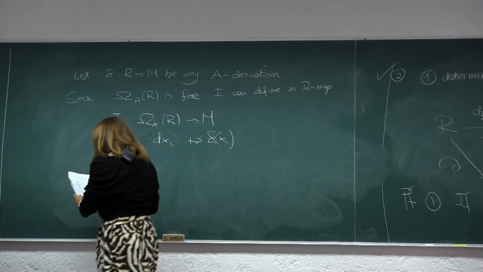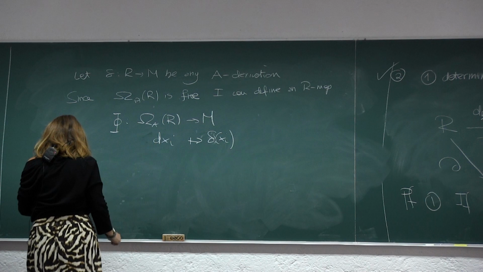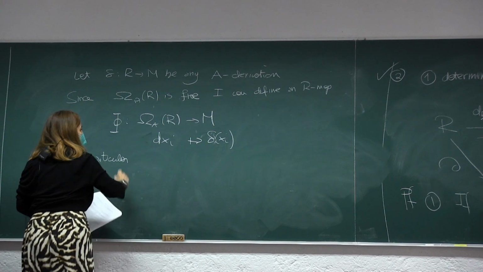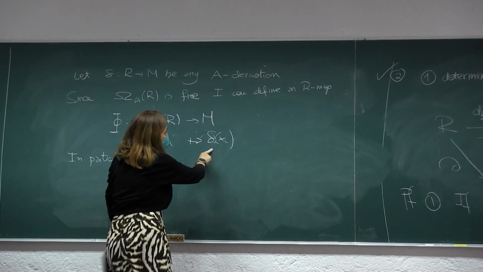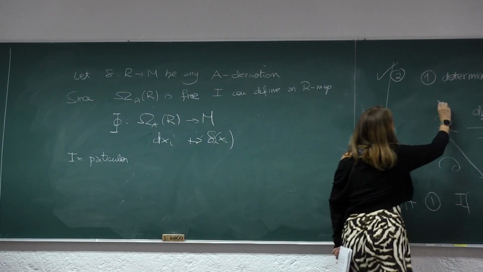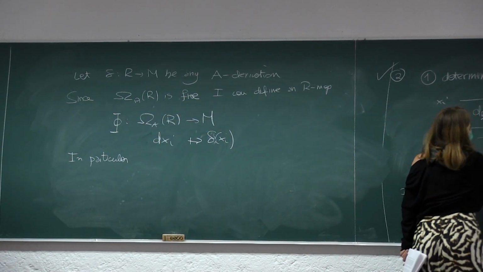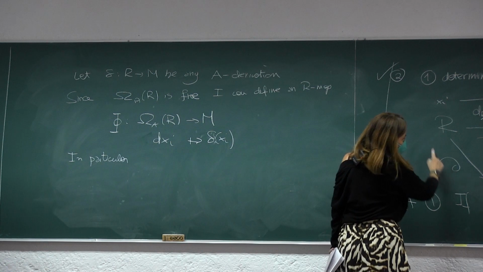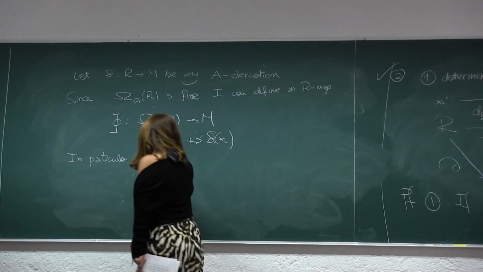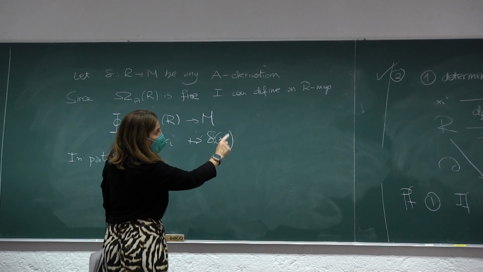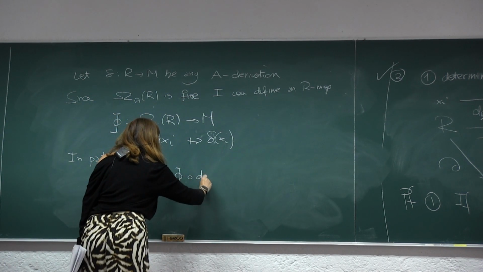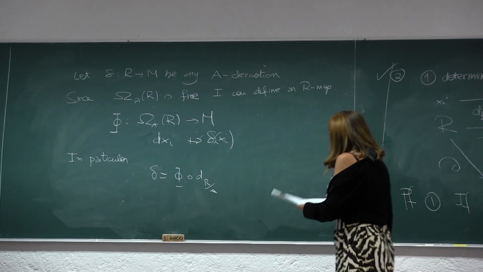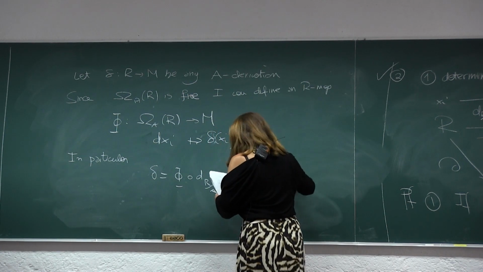Because this is free, we get that immediately. In particular, notice, what is delta of x_i? Remember that x_i was going, in our case, to dx_i, and now we are sending it to delta of x_i. But this is exactly what delta is. So delta is exactly the composition of the map after d_{R/A}, by construction, by the way it's defined. And this is for every i in our index set.